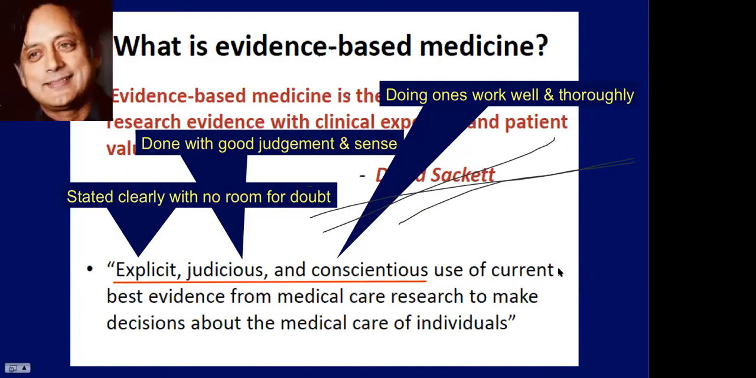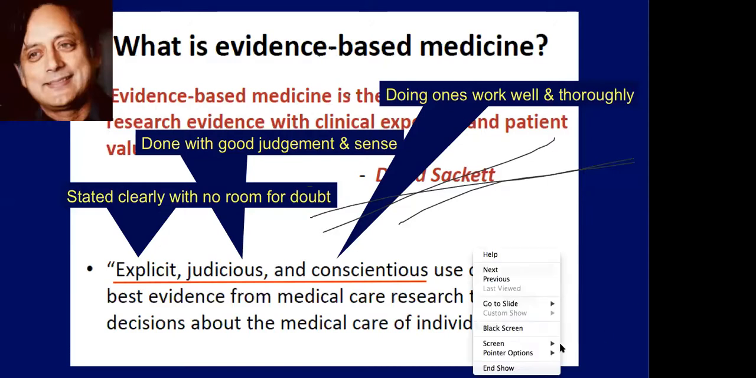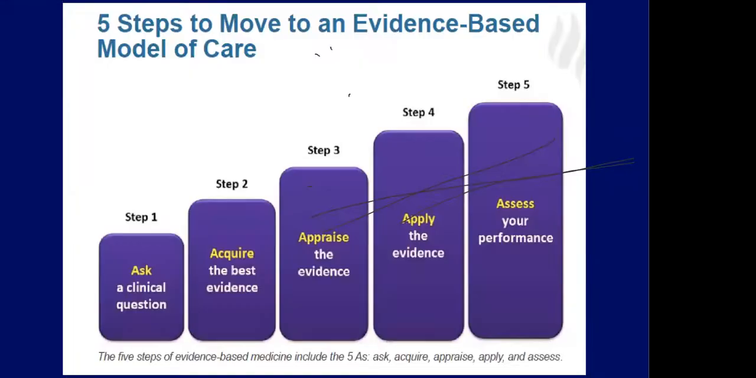So for people who don't know English like me, it's important to define what these very difficult to understand words actually mean. Explicit means stated very clearly with no room for doubt. Judicious means it's done with good judgment and sense. Conscientious means doing one's work well and thoroughly. So it's again an amalgamation of many of these words that goes into the definition of evidence-based medicine. And again, I want to make the point there that it is not just clinical research and the evidence based on that.